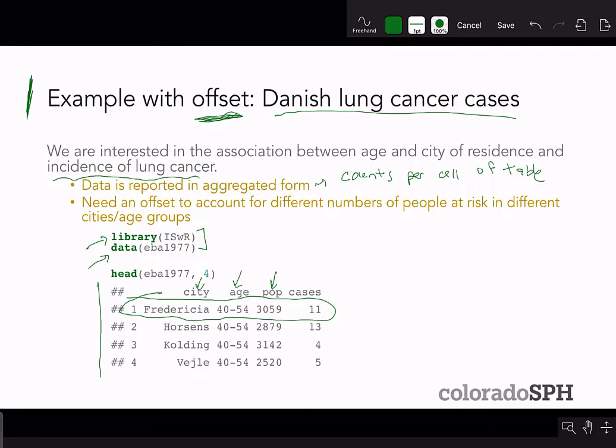So here we wouldn't say that 11 and 13 cases are directly comparable because there are different numbers of people in each of these cities and age groups. So we need to account for the fact that the population is going to be different in each of these cells when we're doing this analysis of the number of cases.